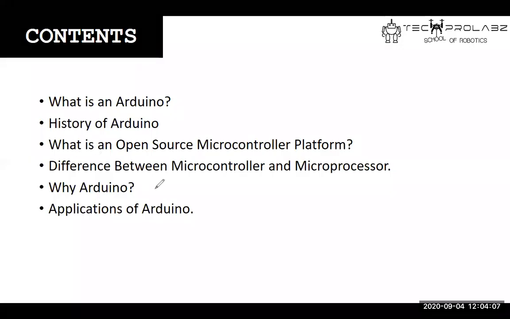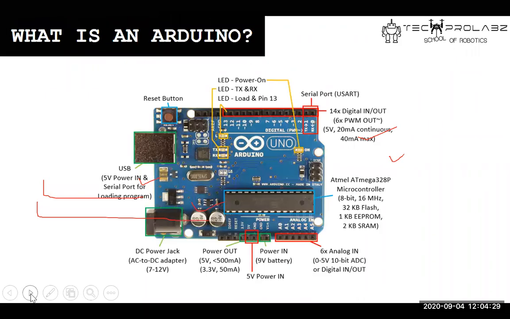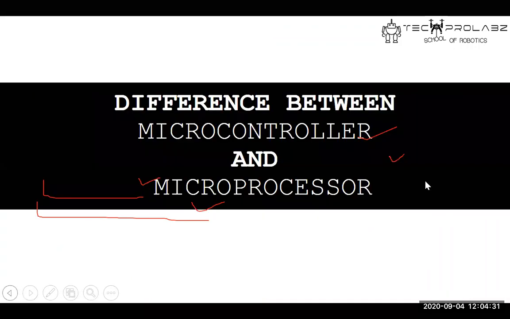So in the last session, we have seen these points, right? Difference between microcontroller and microprocessor. Then we must have seen why Arduino and its application also, right? Have you seen why Arduino and its application? These are very small topics. Right. So, a little fast recap.